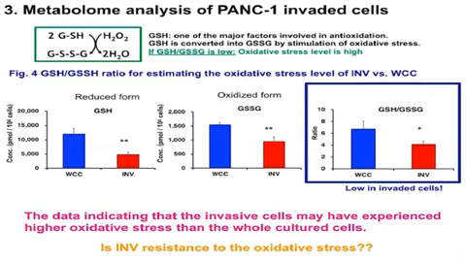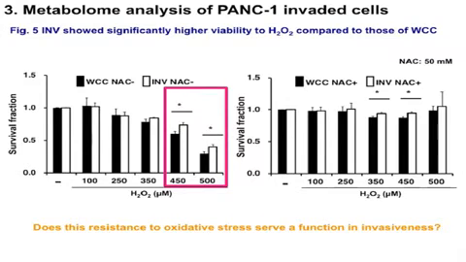So in this study, we also used GSH and GSSG concentrations from the metabolome analysis and calculated their GSH-GSSG ratio. And we found that the ratio of GSH to GSSG was significantly lower in the invaded cells compared with the whole cultured PANC-1. So it suggests that the invasive cells may have experienced higher oxidative stress than the whole cultured cells.